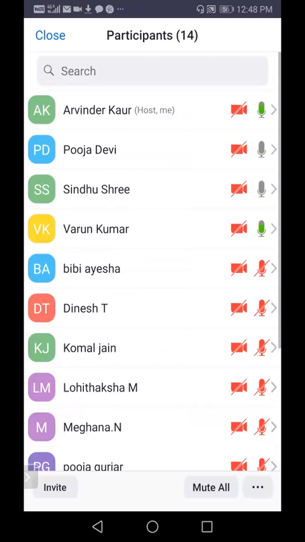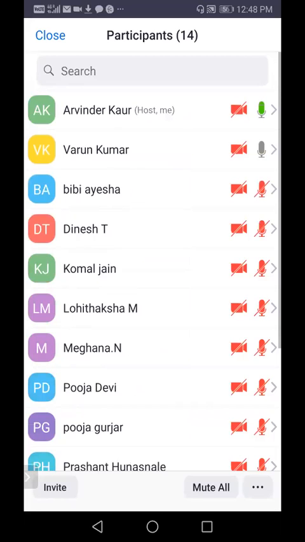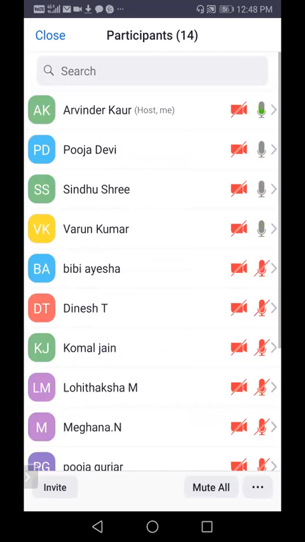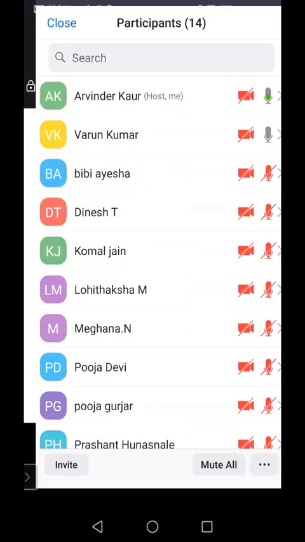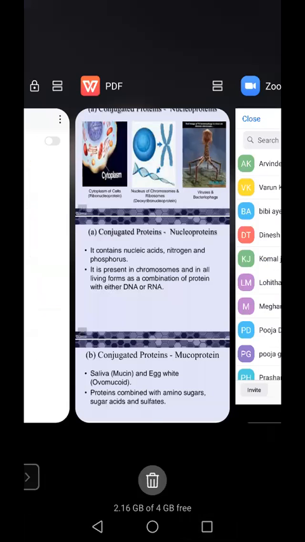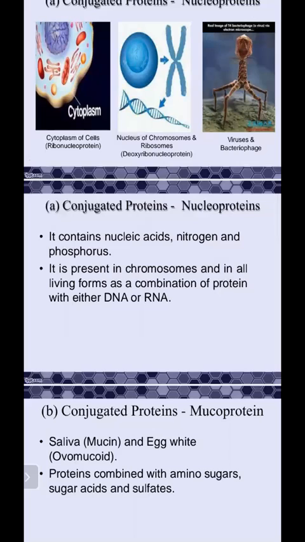Deoxyribonucleic acid. Very good. And RNA? Ribonucleic acid. Good, everyone. So these come under conjugated protein. What is an example of conjugated protein? Nucleoprotein. Another example is mucoprotein, such as mucin, saliva, and egg white.